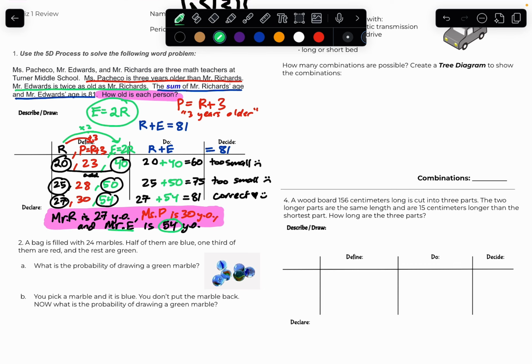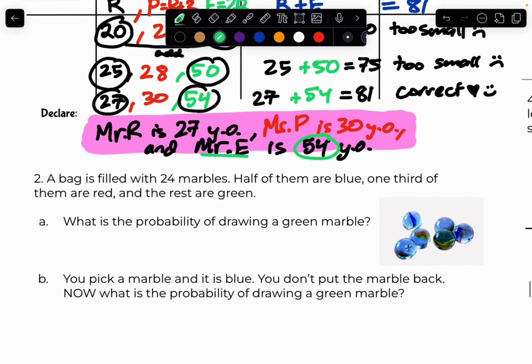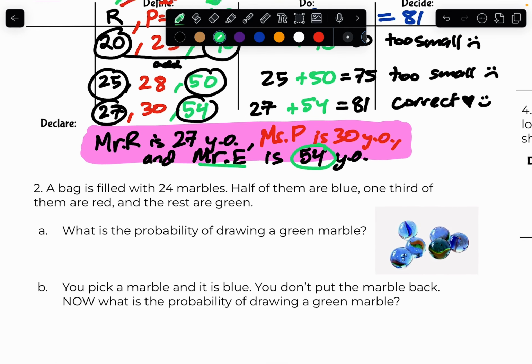Number 2 is a probability question. So probability is going to have us solve for just 2, sometimes 3 different probability questions. This particular question only has 2. So let's see if we got this one right. It says, a bag is filled with 24 marbles. Half of them are blue. Immediately, I'm going to start doing some math. Half of them are blue, so that means there's half of 24. If I cut 24 in half, I'll get 12.